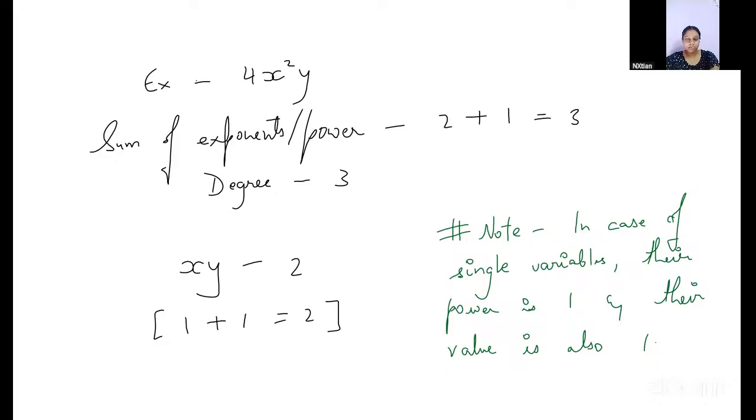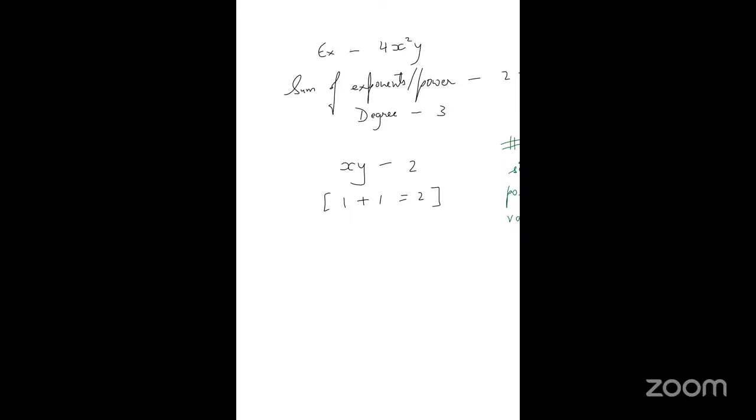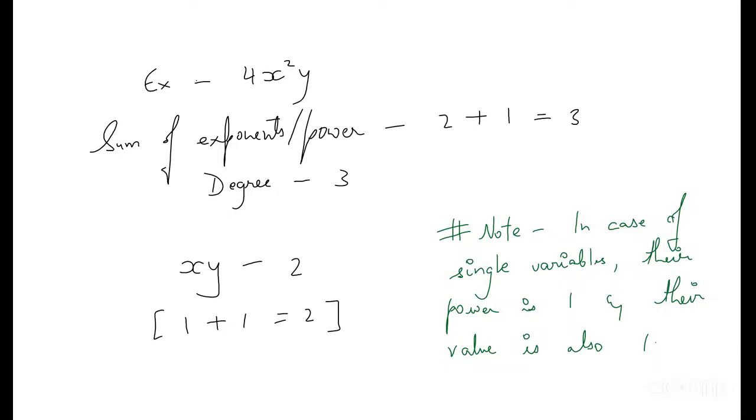Okay, ma'am, this is only for variables, right? Or for other numbers? Only for variables, Abraham. For other numbers, the power is considered 0.